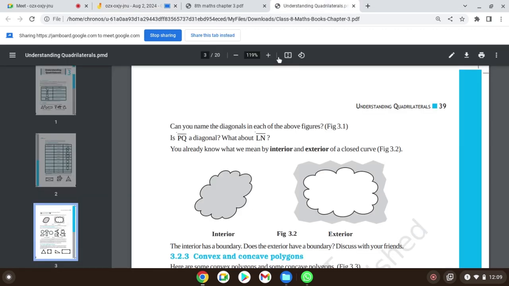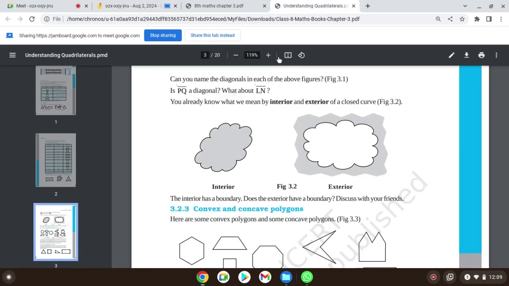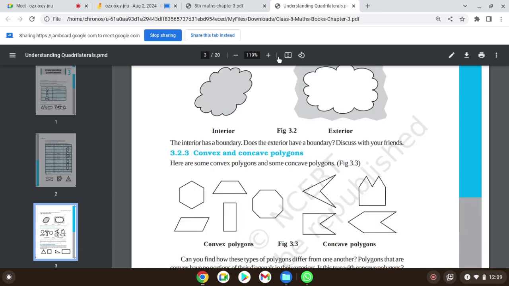Okay, next: the interior has a boundary. Does the exterior have a boundary? Discuss with your friend. Now this is a question. The interior has a boundary. Does the exterior have a boundary? No, because the interior is an enclosed figure, closed, and the color is inside, and the exterior is outside, open.